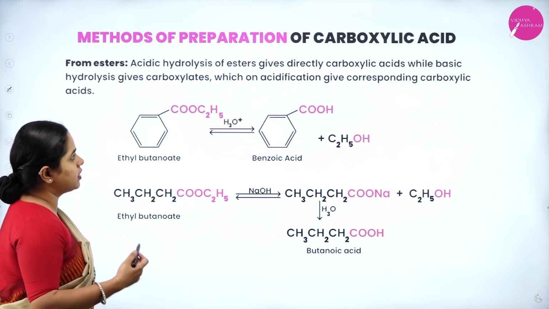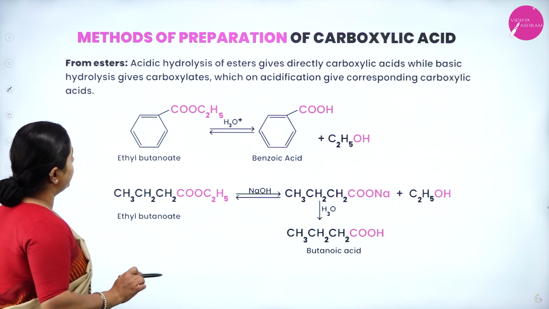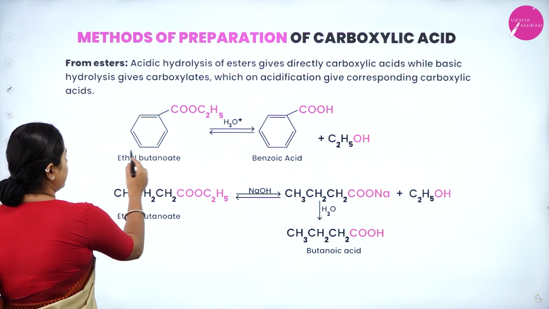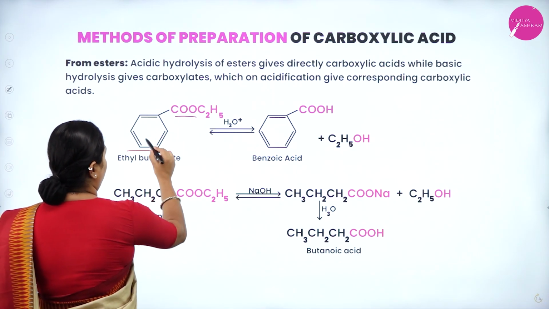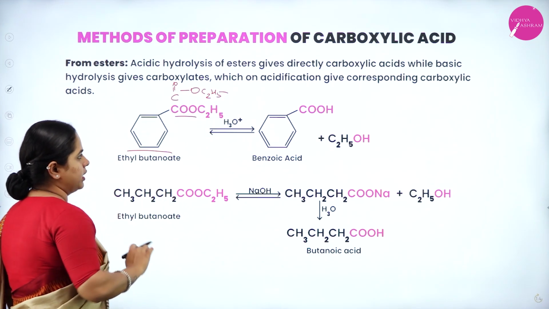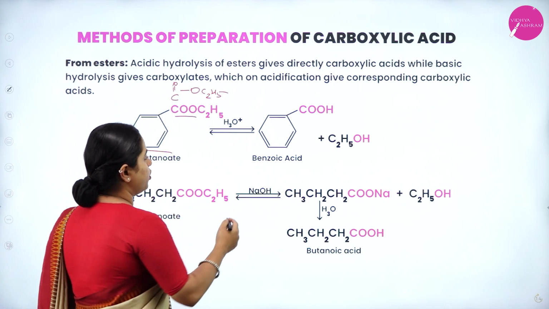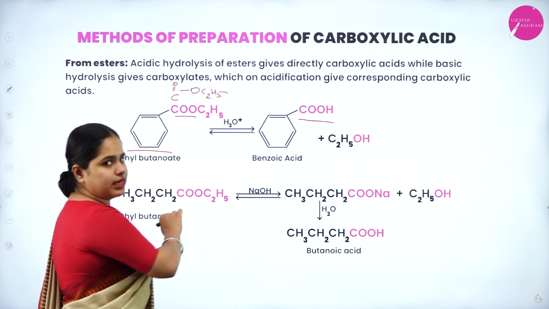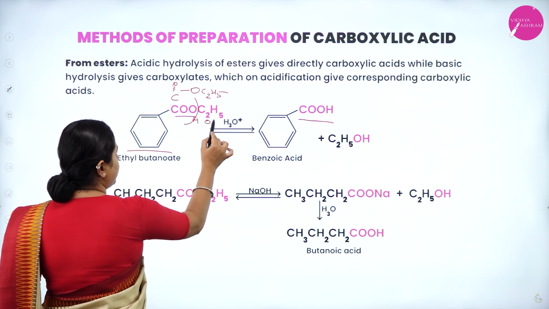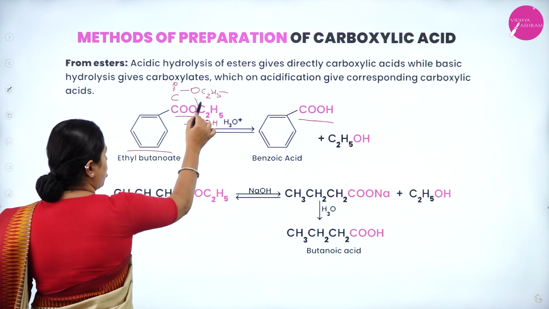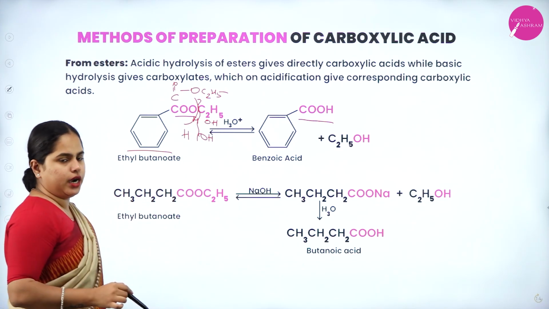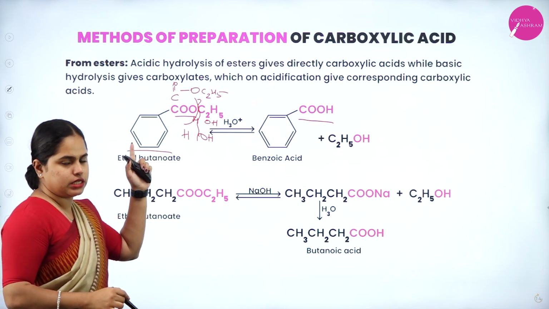Next one is from esters. Acidic hydrolysis of esters gives directly carboxylic acid, while basic hydrolysis gives carboxylates, which on acidification give carboxylic acid. So we have taken an ester here, that you can see C6H5COOC2H5. It undergoes hydrolysis. What you are going to get? Carboxylic acid, in acidic medium. Directly you will get COOH here and C2H5OH, the alcohol. That is, this bond is going to break. On this side hydrogen will be added, on this side hydroxyl group will be added. So you will get ethanol and the carboxylic acid, which is benzoic acid.